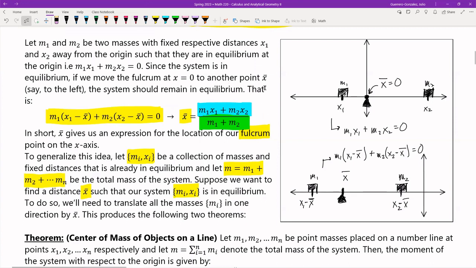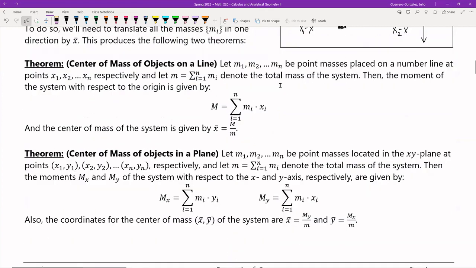So now let's go ahead and summarize that into two theorems. The first one is going to be center of mass of objects on a line, and then we're going to move on to center of mass of objects in a plane. So the first one is the center of mass of objects on a line. This is the thing that we were just doing up above, the generalization. Let a bunch of masses be placed on a number line at distances that far away from the origin. The total mass is going to be the sum of all the little masses.